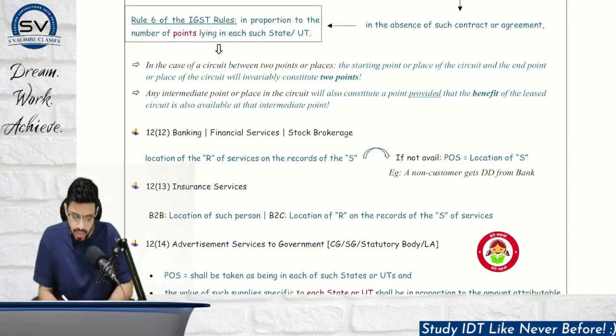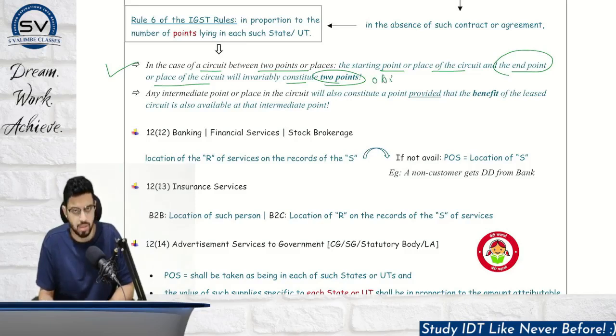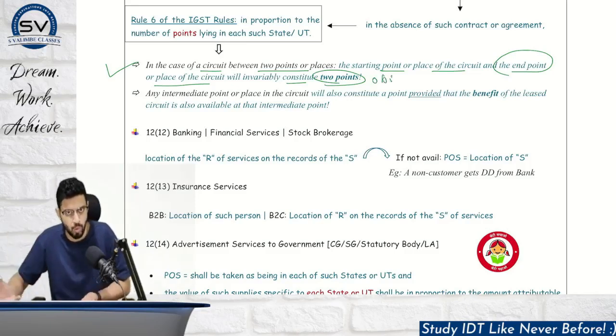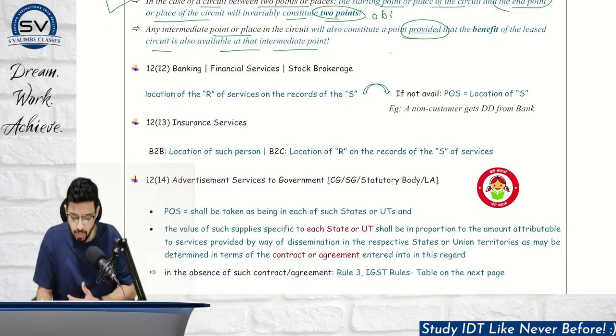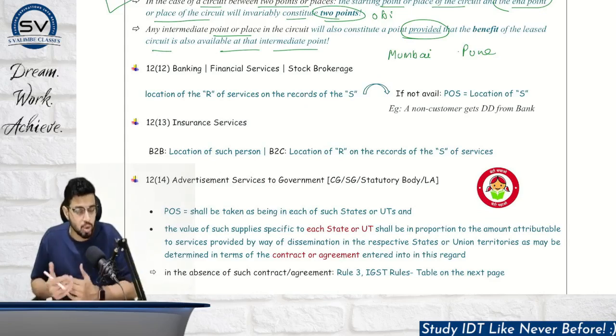Okay, in the case of a circuit between 2 points, the starting point or the place of circuit and the end point of the circuit will invariably constitute 2 points. This is obvious. The first point and last point will also be 2 points, right? Any intermediate point or place in the circuit will also constitute a point, provided the benefit of the lease circuit is available at that intermediate point. Example, if let's say in Maharashtra, the starting point happens to be in Mumbai and there is another point in Pune.